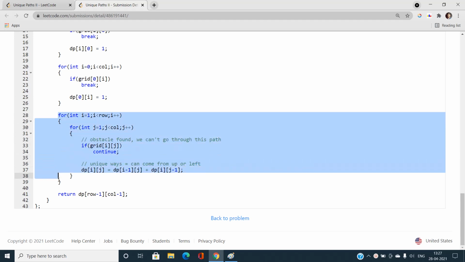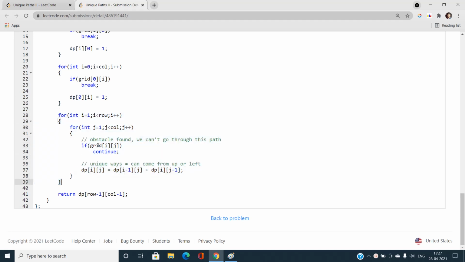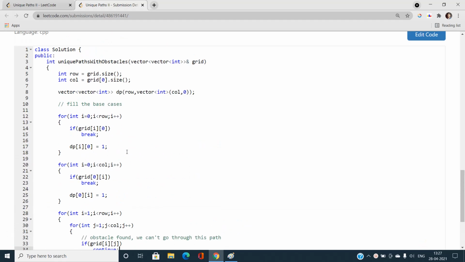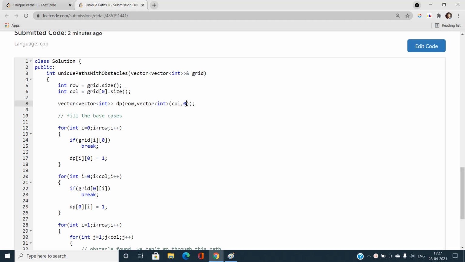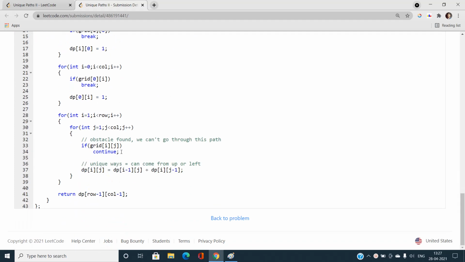Okay, now let's try to fill the other cells of this 2D DP matrix. So I iterate for the number of rows and the number of columns, starting from i equal to 1 and also j equal to 1. If we have found an obstacle, we are not going to fill this cell value, and it will remain as 0. Why should it remain 0? One thing to care about is that I am filling the DP values with 0. If I have reached an obstacle, I am not going to fill this cell, and it remains 0. The total number of unique paths reaching this cell would be 0, because there is an obstacle and I cannot cross it.